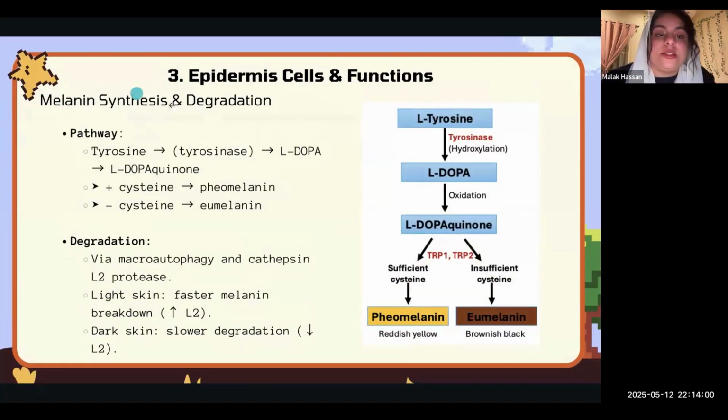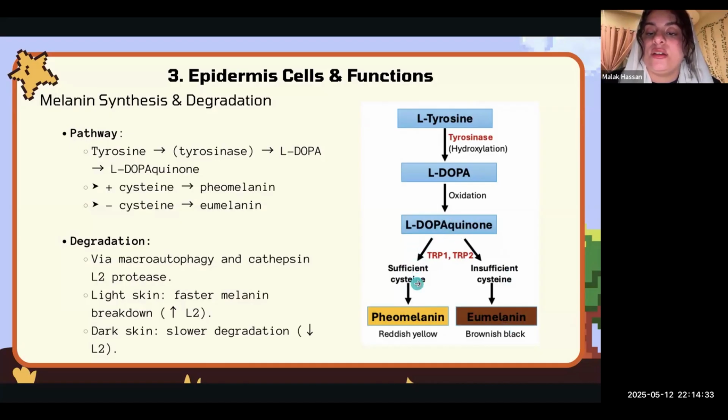So how does melanin synthesis happen, and how is it degraded? First of all, you have something called L-tyrosine. Tyrosine is one of your amino acids, and via tyrosinase it is hydroxylated into L-dopa, and from L-dopa into L-dopaquinone by oxidation again. And then from L-dopaquinone, you have either pheomelanin or eumelanin. TRP1: if you have enough cysteine, you'll have pheomelanin. If you don't have enough cysteine, you'll have eumelanin.